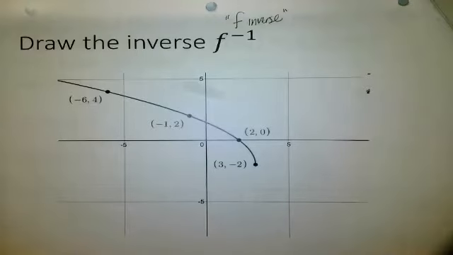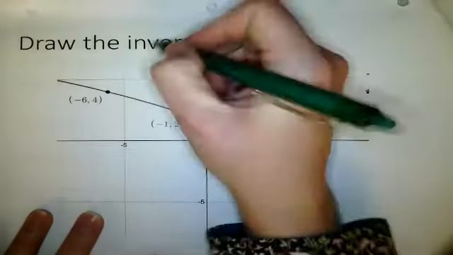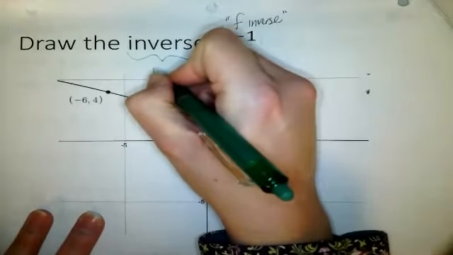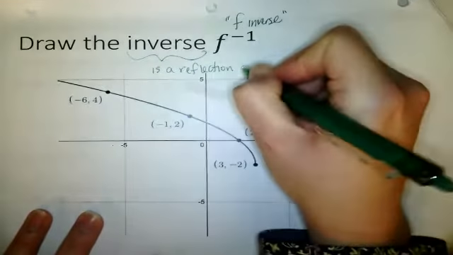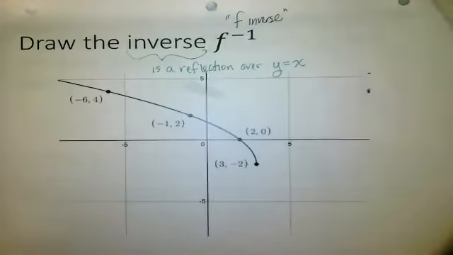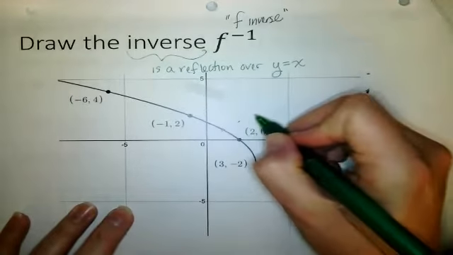So an inverse graphically is a reflection across the line y equals x. What does the line y equals x look like? That's the diagonal line where x and y are equivalent to one another.